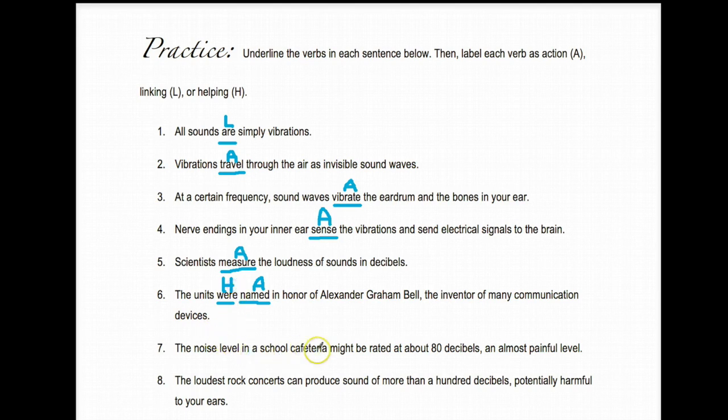In number 7, we have might be rated. Rated is an action verb, might is a helping verb, and be is a helping verb. And number 8, can produce. Can is a helping verb, and produce is a main verb. If you have any questions, please ask before going on to the rest of your practice work.